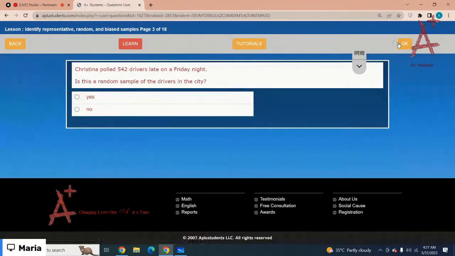Okay, the next one is Christina pulled over 547 drivers late on a Friday night. Is this a random sample of drivers in the city? So, which is the correct option? Yes, that would be a random selection. She selected 547 drivers. That would be a random selection. So, the correct option is yes.